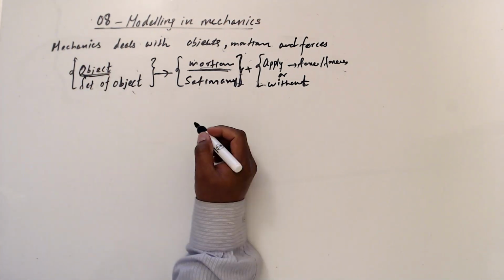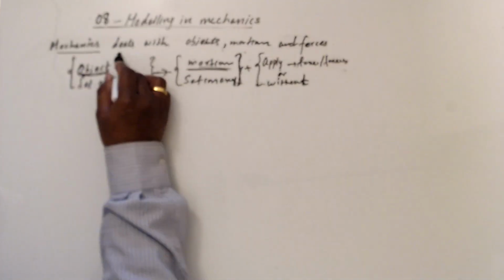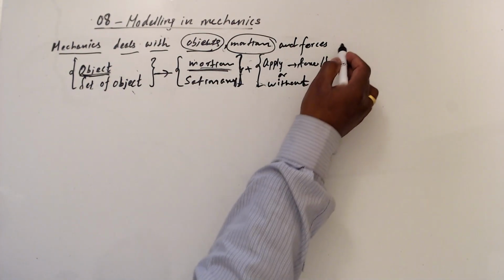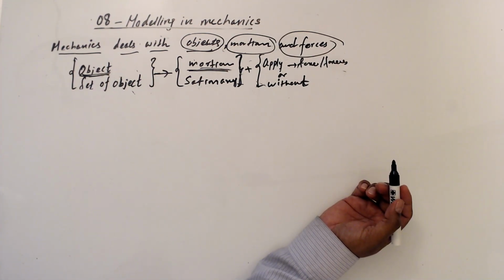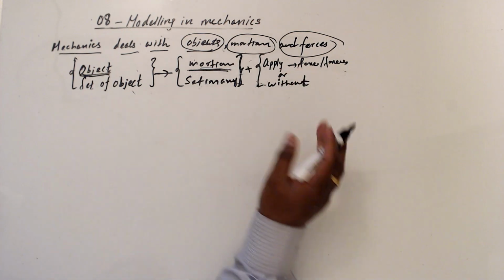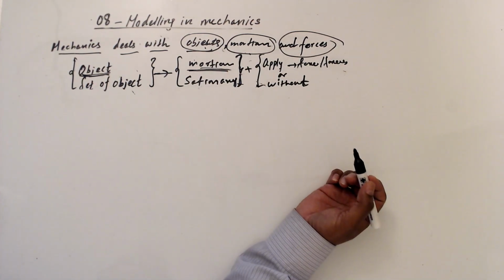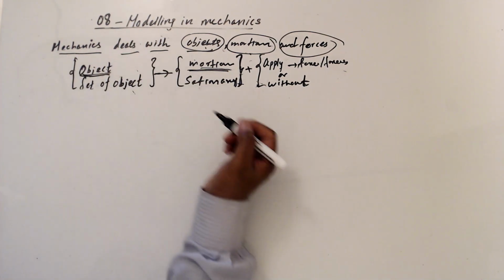Chapter 8, Modeling with Mechanics. Mechanics deals with objects, motion, and forces. Those are the main areas, the combination of these three: objects, motion, and forces, which are dealt with in mechanics.